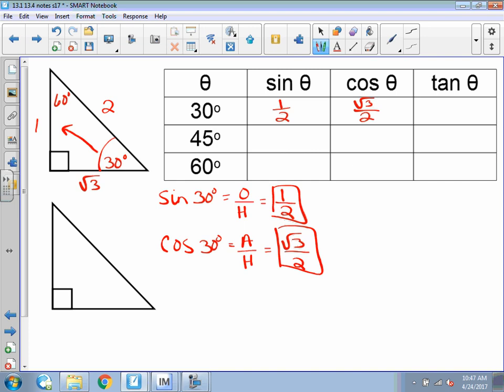Now, tangent. Tangent is what over what? Good. Opposite over adjacent. What's opposite? 1. And what's adjacent? Square root of 3. So, is that okay? No. So, what do I have to do? Good. Multiply by the square root of 3. So, my simplified answer is the square root of 3 over 3.